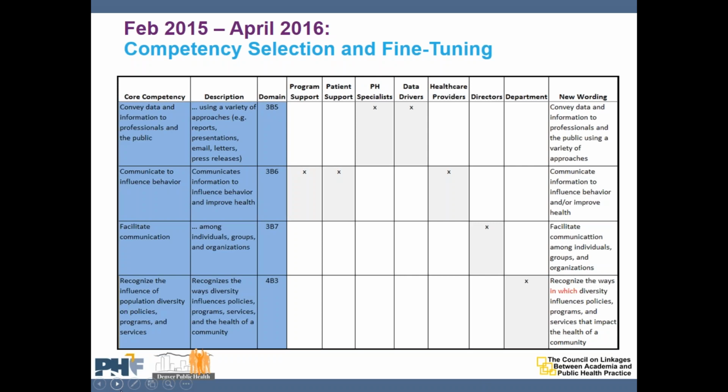All the way to the left, that first column, we listed our department's first draft at what we thought the survey language could be. The second column, description, showed the original language of the competency. That way we could compare to make sure we weren't getting too far off course from what the Council on Linkages had selected. And then that last column all the way to the right that's titled New Wording was the finalized language that we used in our survey.